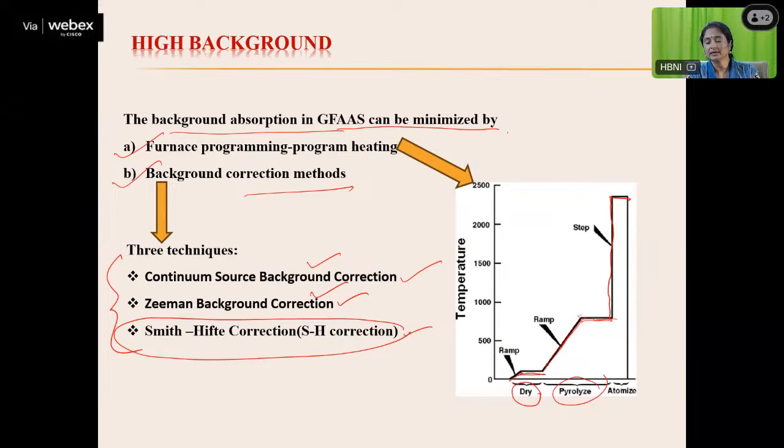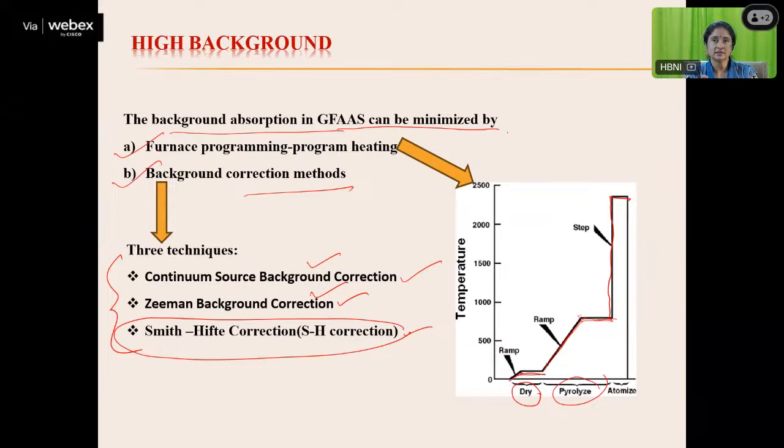So you are choosing that, and then your final step will be hitting the atomization temperature. During that time, all your analyte present in the sample will get atomized and will be present in the optical path where the atomic absorption will occur from the hollow cathode lamp. And now your detector will be detecting it.